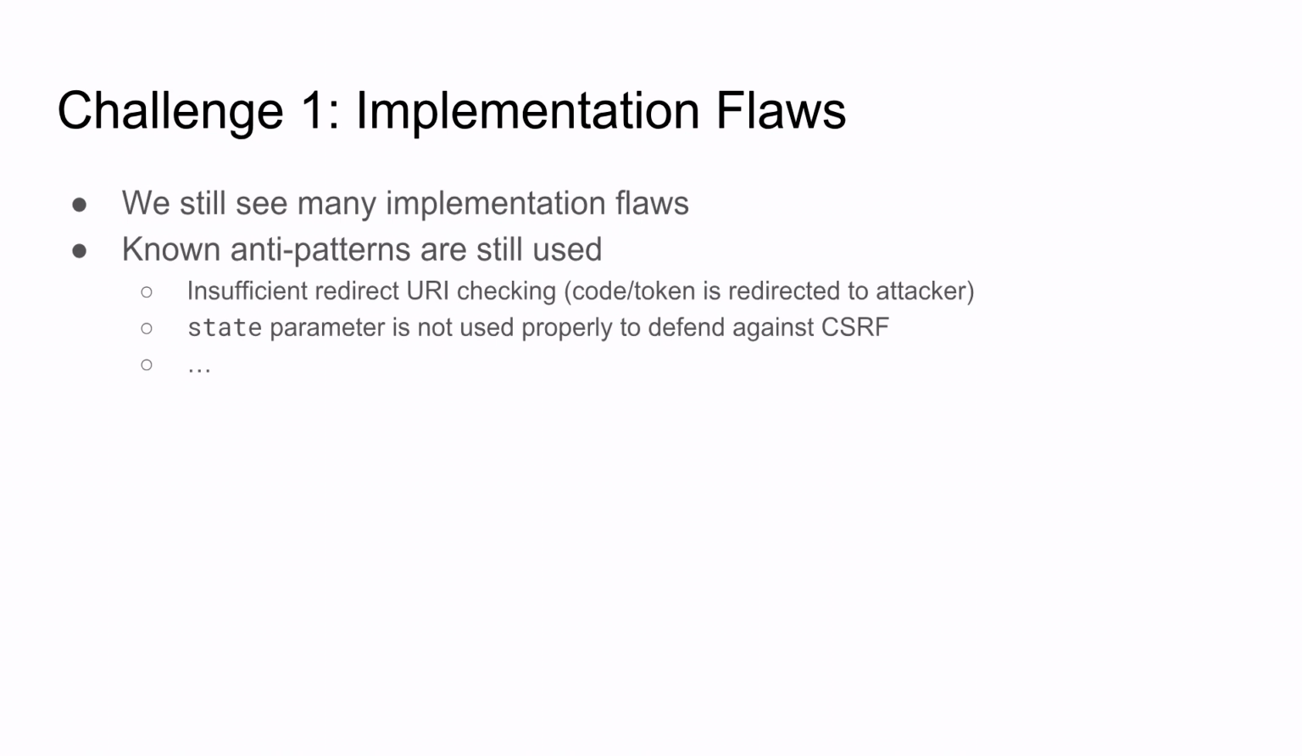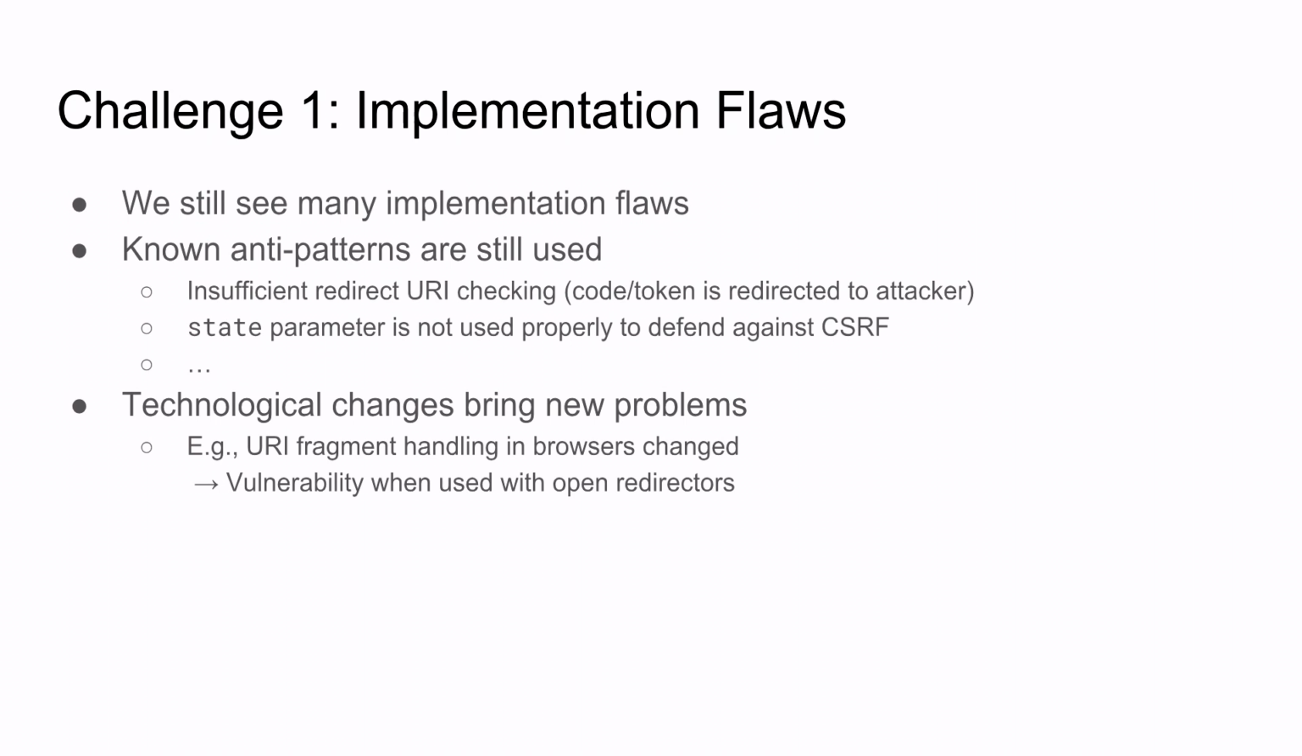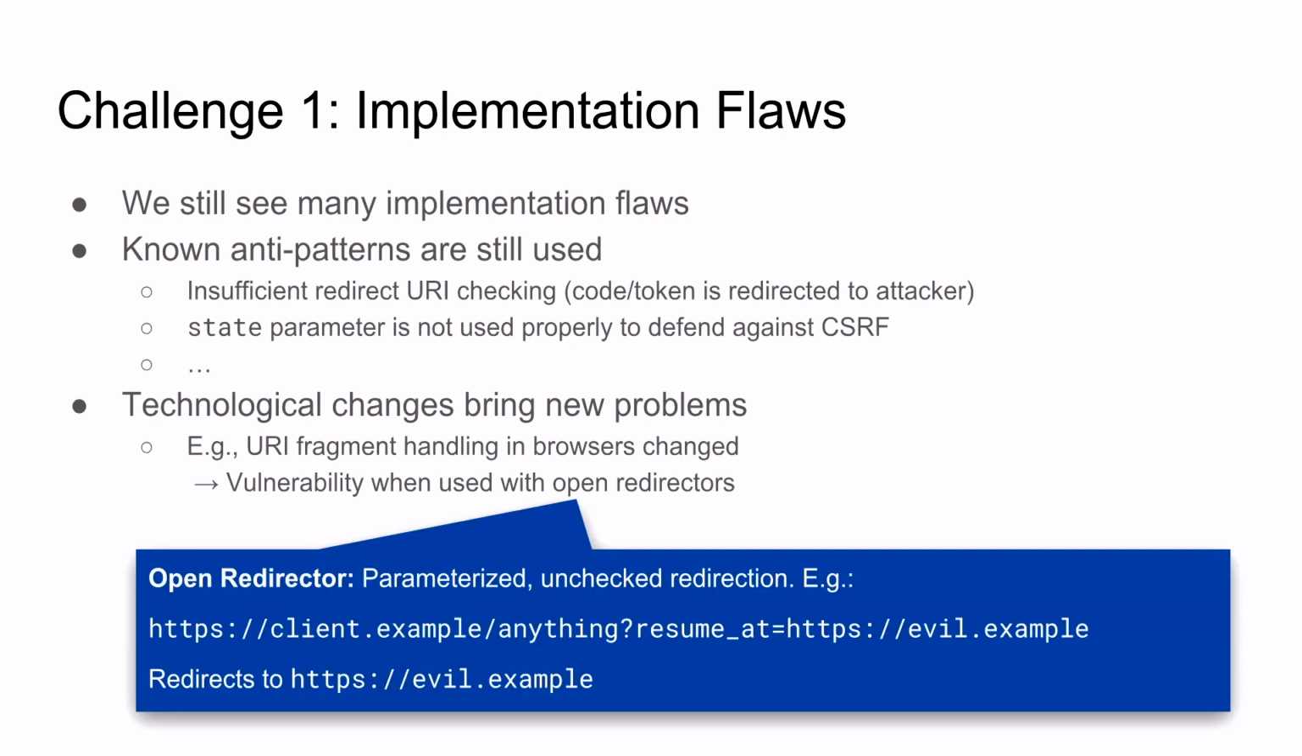And then technology changed. For example, the URI fragment handling, so how the fragment of the URI is handled when a browser gets a redirect. This behavior has changed since 2012. And the OAuth standard needs to adapt to that. And that can actually lead to a vulnerability when it is used together with an open redirector. So what's an open redirector? Well, very simple. It's a parameterized, unchecked redirection.